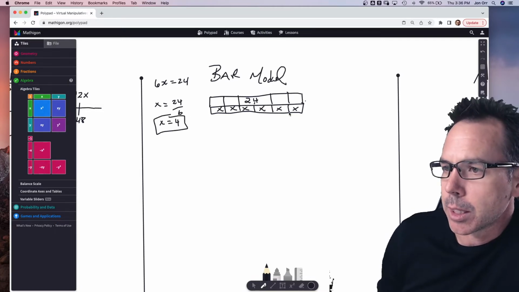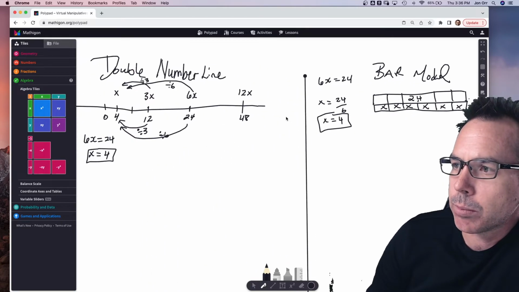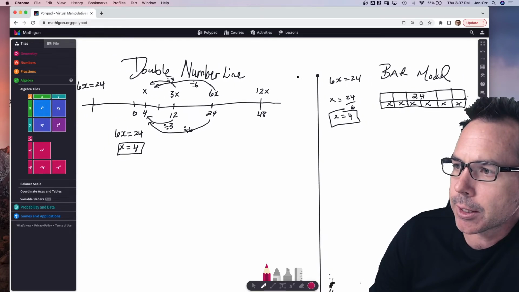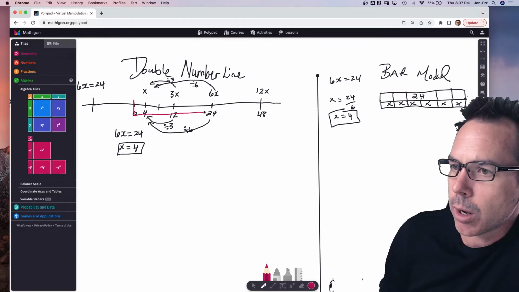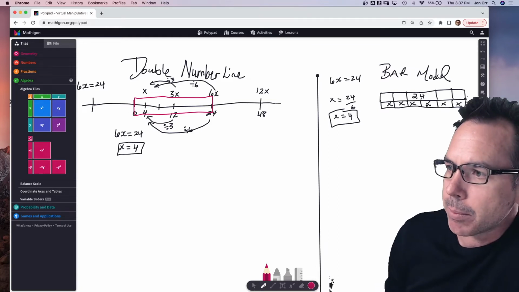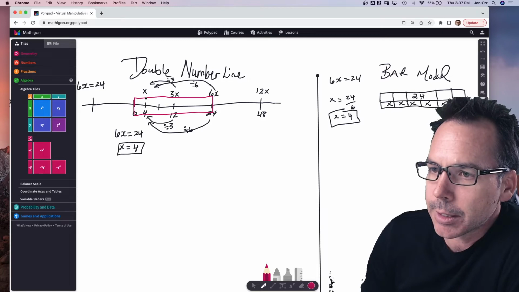I do want to point out the similarities between the two models. The bar model is sitting inside the double number line, or vice versa. You can see the 24 units long right here. So if I take from 0 to 24 units and draw this rectangle across these units, then you can see the top part of the bar is the top of the number line, and the bottom part of the number line is the bottom part of the bar model, and you can divide them up.